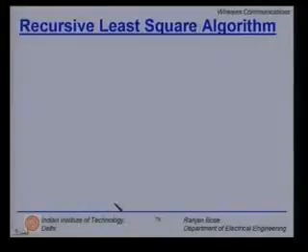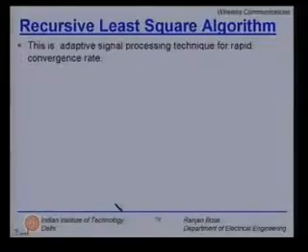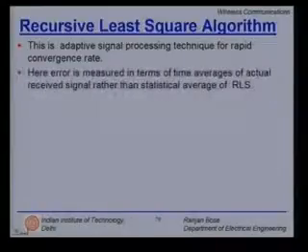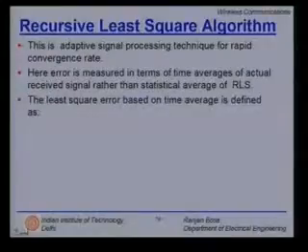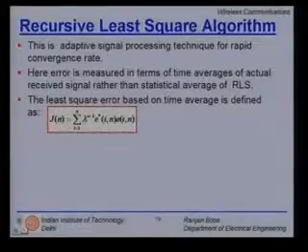Let us now come to the final one, RLS, or the recursive least square algorithm. This is an adaptive signal processing technique for rapid convergence rate. LMS is usually known to be slow. RLS on the other side is a much faster technique. Here error is measured in terms of time averages of the actual received signal rather than the statistical averages. Here the least square error based on time average is defined as follows. So, this is what we have to minimize.